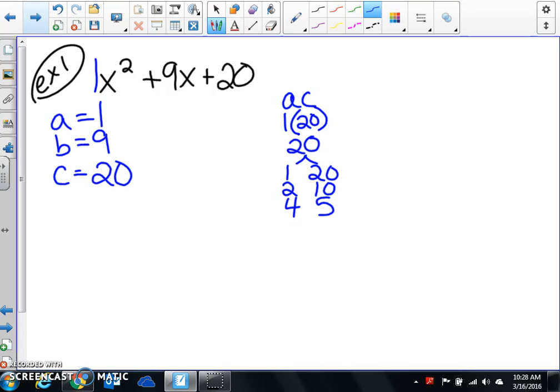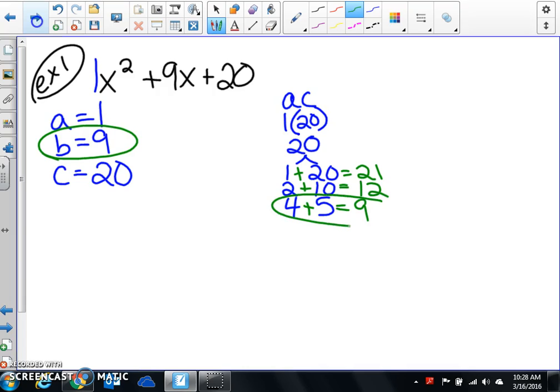All right, now my AC is positive. So I'm going to try to figure out which 2 numbers add up to 9. So 1 plus 20 is 21. 2 plus 10 is 12. 4 plus 5 is 9. So those are the ones I want to go for. Now I'm going to factor by grouping.